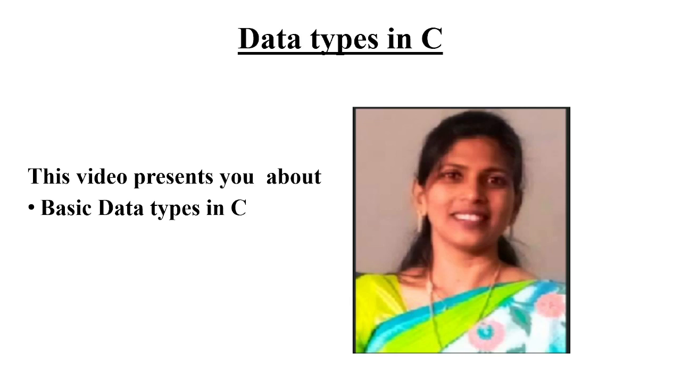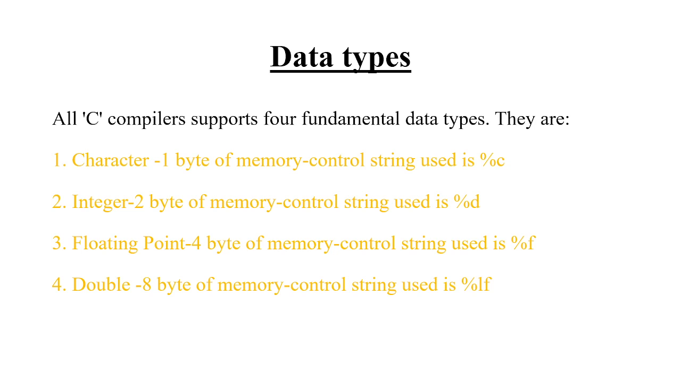This video presents the basic data types that we use in C programming. Let us see it. All C compilers are going to support four fundamental data types. They are character, integer, floating point, and double.